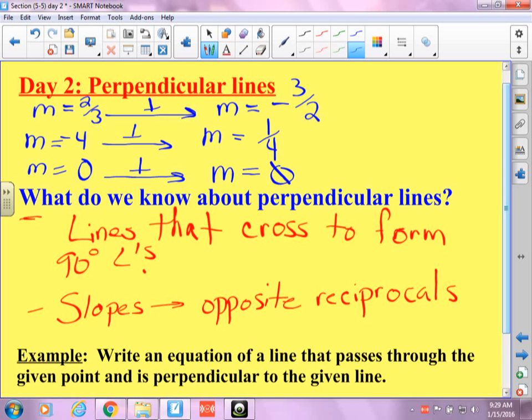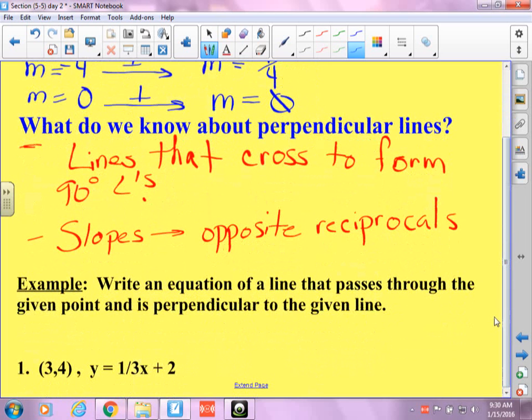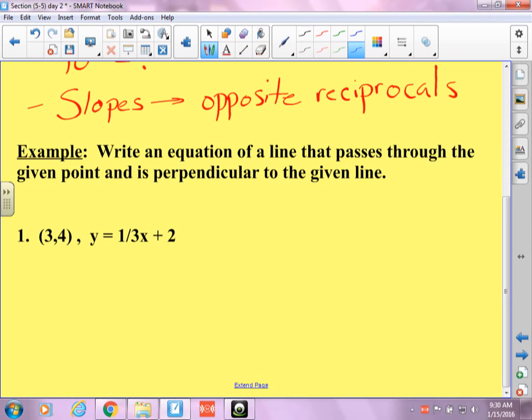If you have an undefined slope, it would just flip it to be 0? That's correct. So she's saying if my slope is undefined, that means I have a vertical line. If I'm going to do perpendicular, then it would be horizontal, 0. So they're kind of like back and forth. Okay, good question. We all right? Let's move on to the problem and look at the example.